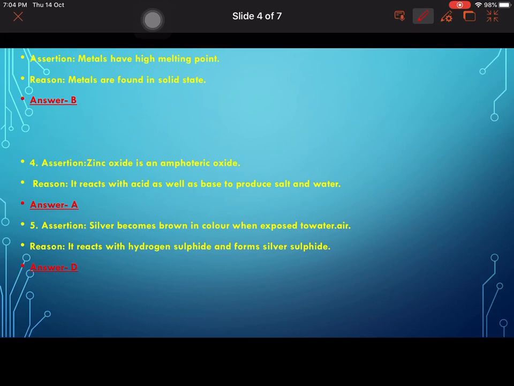Zinc oxide is an amphoteric oxide, correct. It reacts with acid as well as base to produce salt and water. Both are correct and reason is also correct, so answer A.